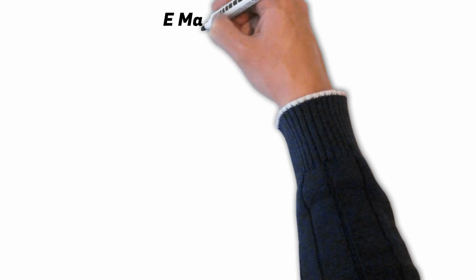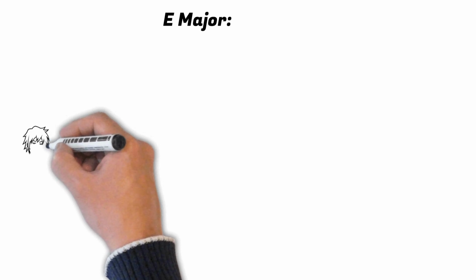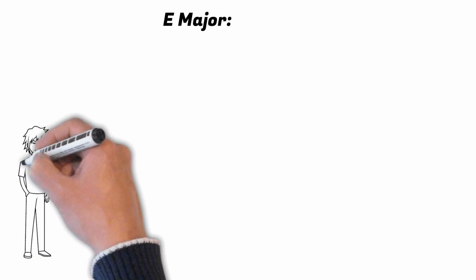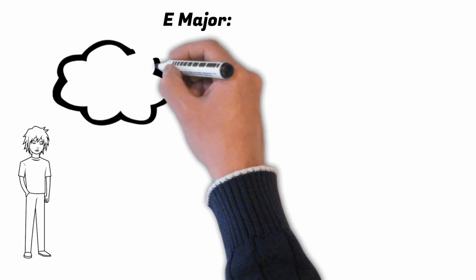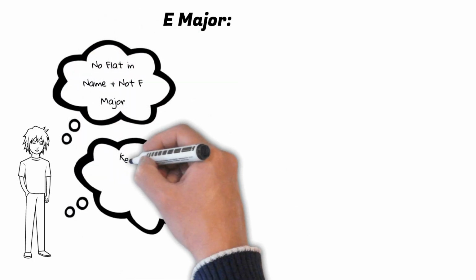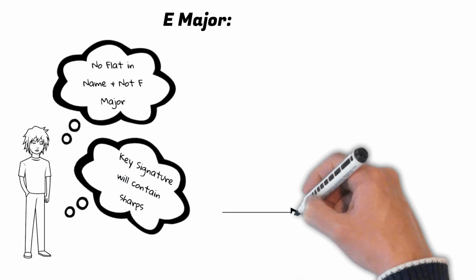Now let's take the example of E major. Since it is in the major form, we don't have to do anything for the first step. Then, we identify whether the key signature has sharps or flats. Since there is no flat in the key name and the key is not F major, we can confirm E major will contain sharps. Next, we reverse the sharp strategy.